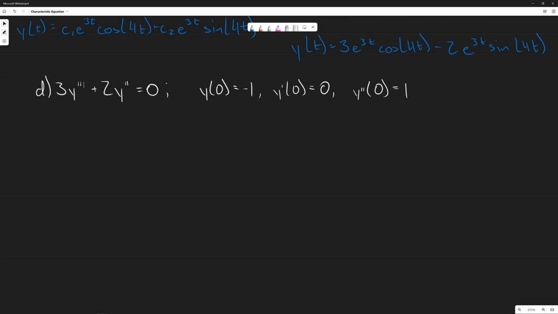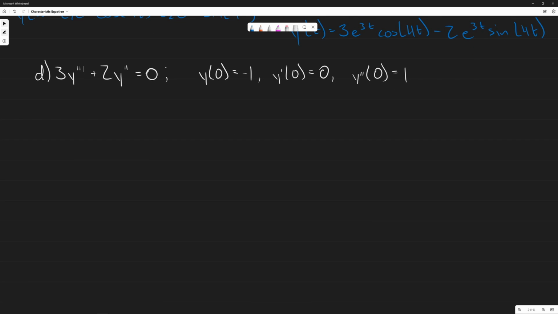And so then let's move on to our last example. Our last example was a little bit different. It involves a third derivative, and it's just showing that you can use the characteristic equation no matter how high the order is, as long as it is homogeneous and has constant coefficients.